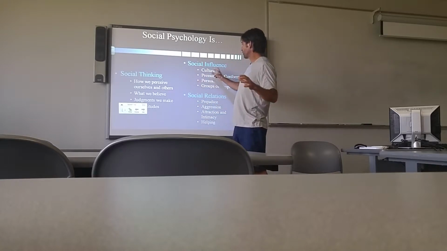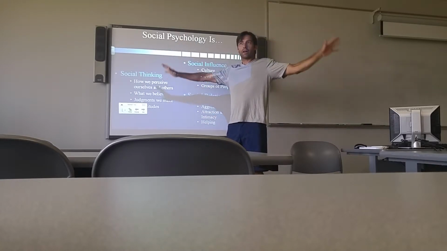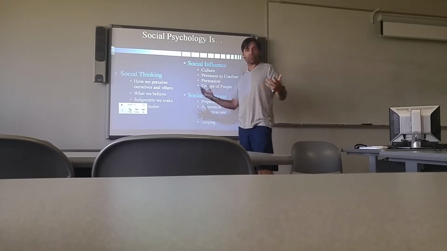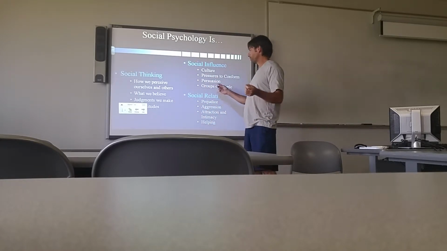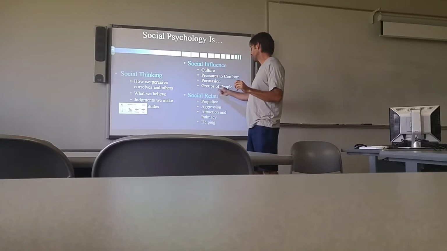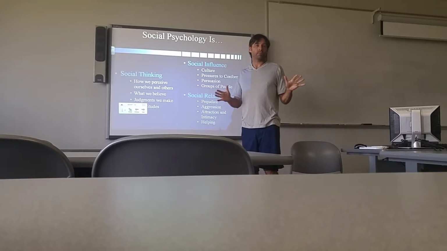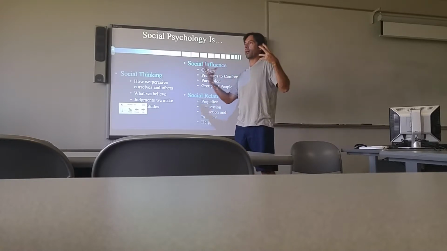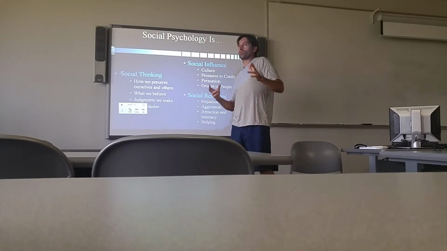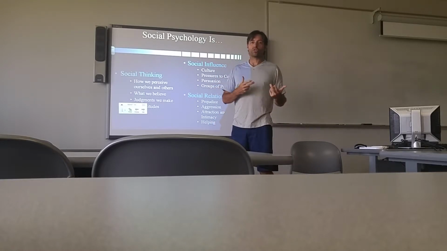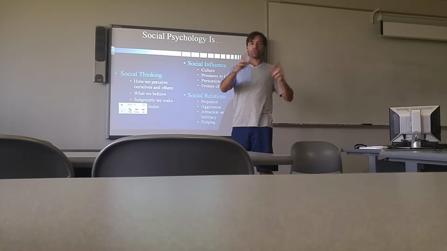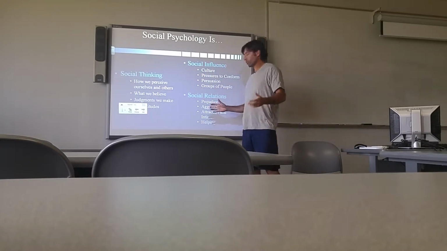The second part of it is social influence. So looking outside of ourselves, looking at our culture. Do we have pressures to conform? Persuasion, how we persuade each other. Then looking at different groups of people. When you have people that are common in culture, in language, in religion, in race, you can bracket different groups of people. Then you look at social relations.